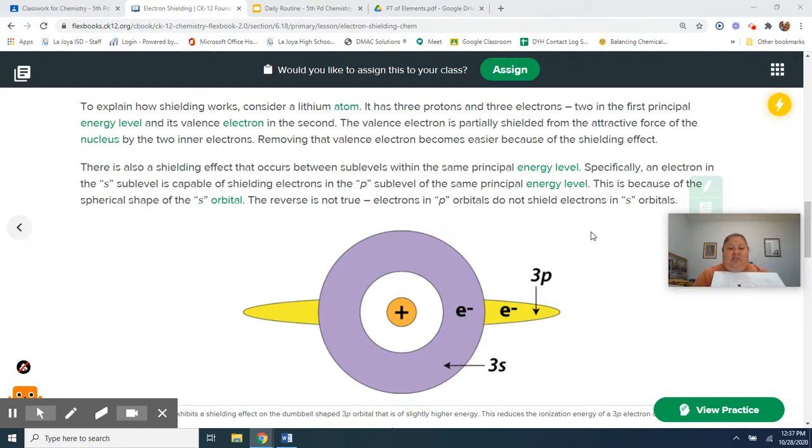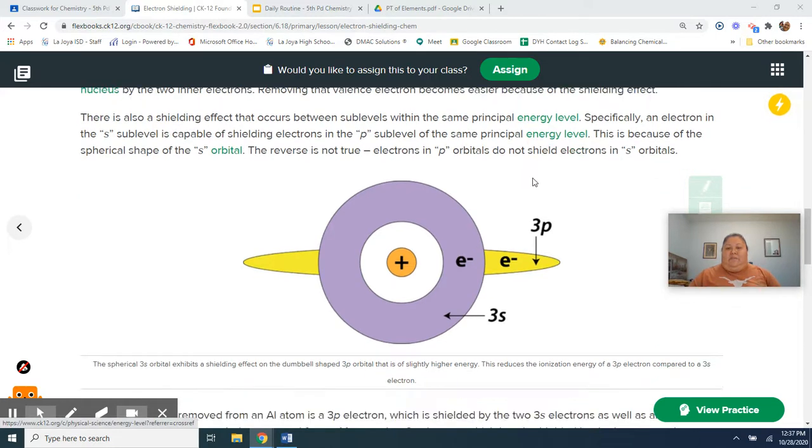There is also a shielding effect that occurs between sublevels within the same principal energy level. Specifically, an electron in the s sublevel is capable of shielding electrons in the p sublevel of the same principal energy level. This is because of the spherical shape of the s orbital. The reverse is not true. Electrons in p orbitals do not shield electrons in s orbitals. And there you have a picture of your s and your p orbital. But as usual, I don't like that picture.